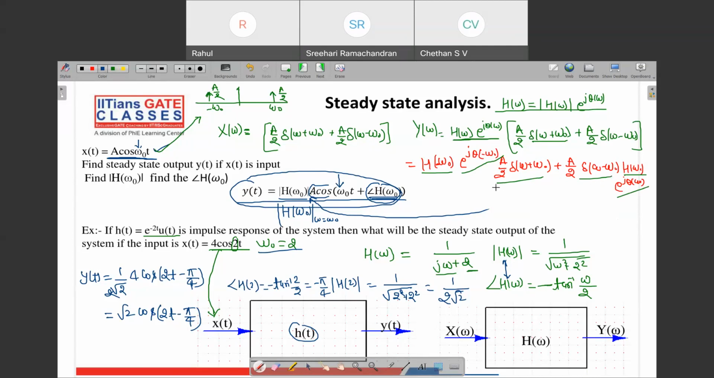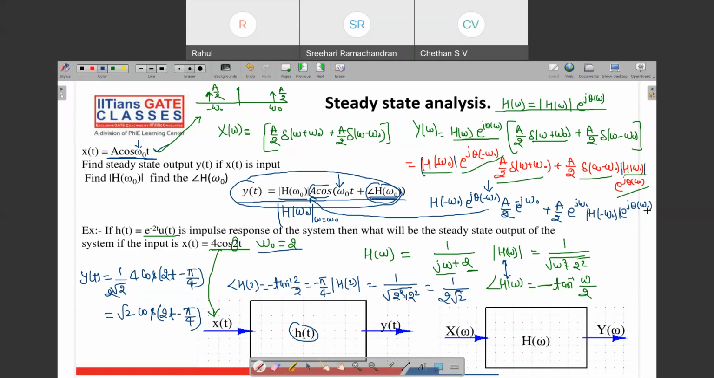Now let's bring it back to the time domain. When you bring it back to the time domain, it will become h of minus omega naught e to the power j theta minus omega naught a by 2 e to the power minus j omega naught, and plus a by 2 e to the power j omega naught h of omega naught, and actually this is mod here, right? This one is mod here. And then e to the power j theta omega naught.